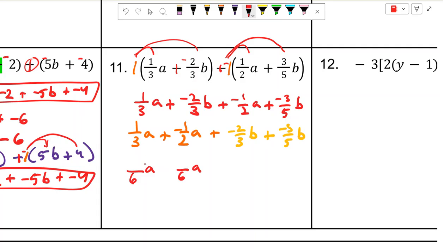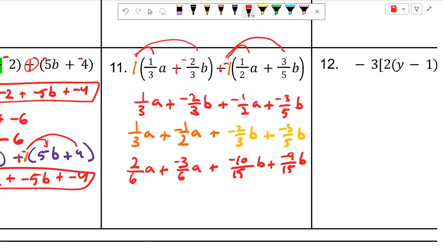So 3 times 2 is 6. So 1 times 2 is 2. 2 times 3 is 6. So negative 1 times 3 is negative 3. Those are set. Now let's move on to the next ones. 3 and 5. So I need 15 down here. So 3 times 5 is 15, so negative 2 times 5 is negative 10. And 5 times 3 is 15, and negative 3 times 3 is negative 9.